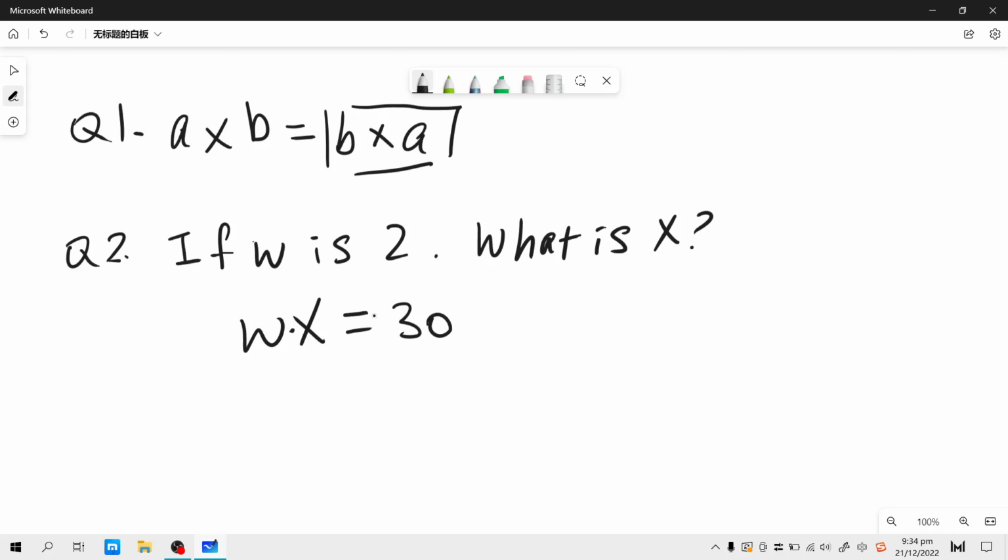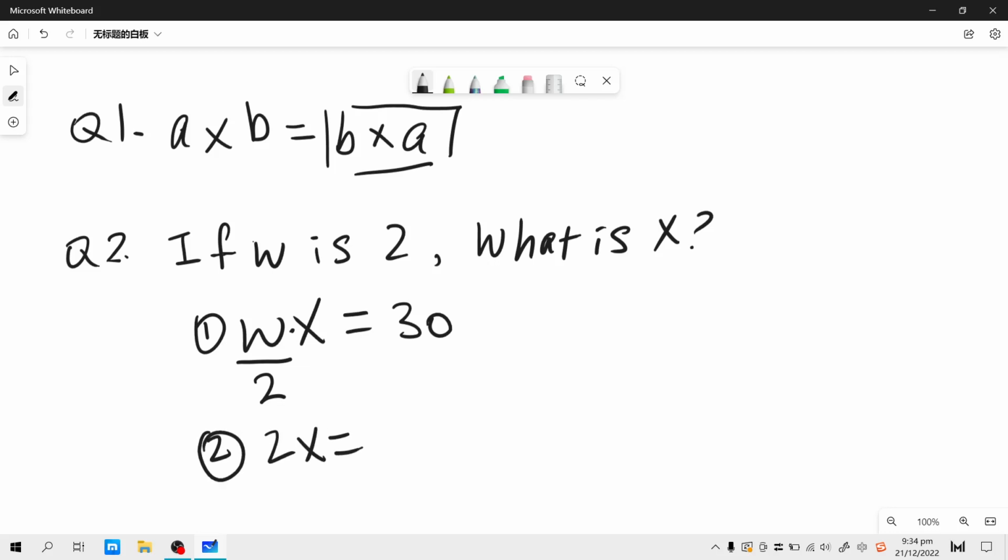Alright, I assume you are done. Okay, so the question says, if W equals to 2, what is X? So the question already gives you one piece of information, which is W equals to 2. So we can change this to 2. Now we have one unknown here. Unknown means the letter we don't know which number it is. So I will write it out in a much neater way.